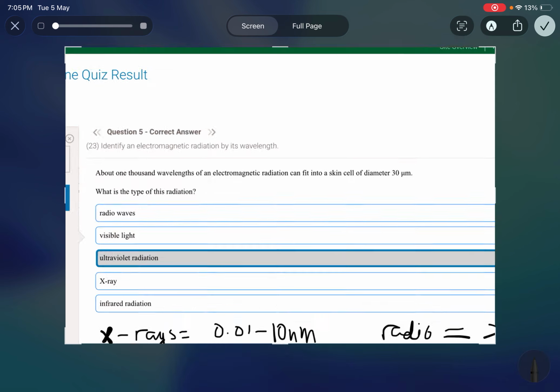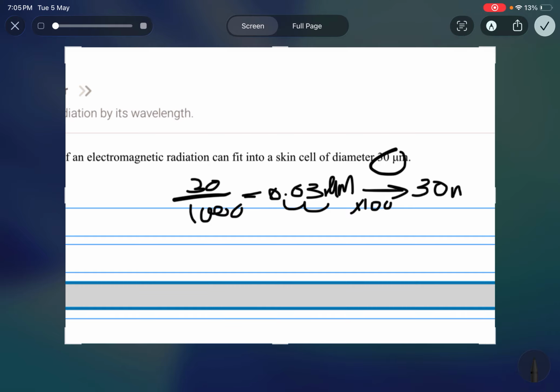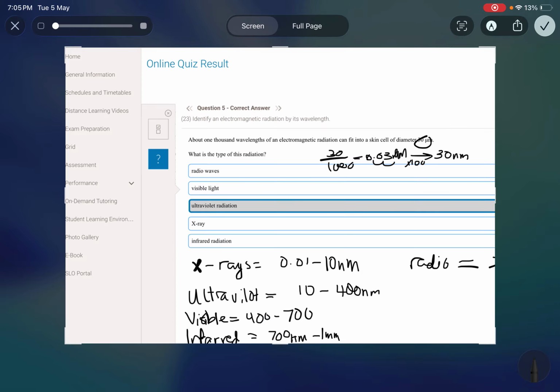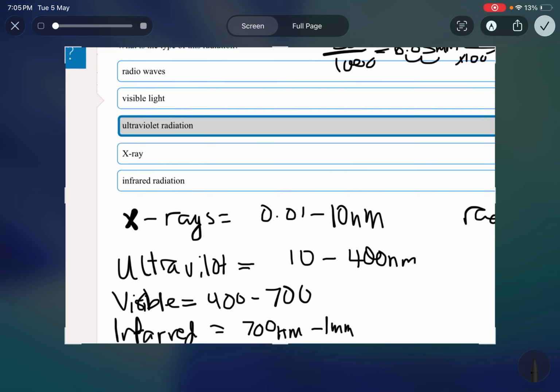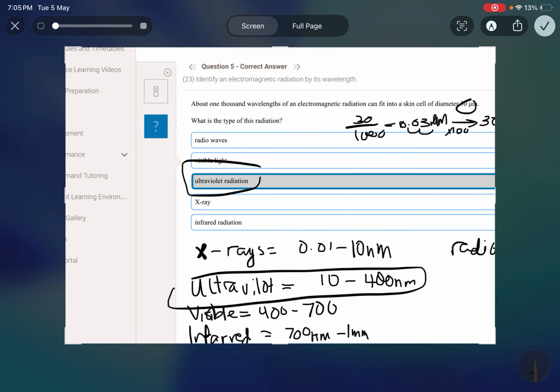So here we do 30 divided by 1000, you get 0.03. Okay, and then from this to nm you times it by 100. So this will become 30 nm. So here 30 nm. Which one is between 30 here? This one, 10 to 400. So that means it's ultraviolet radiation. Okay.